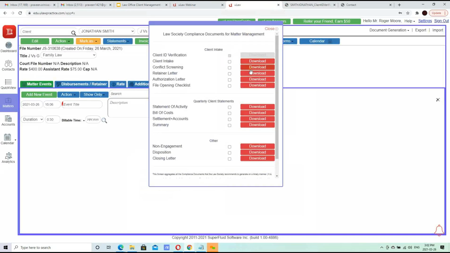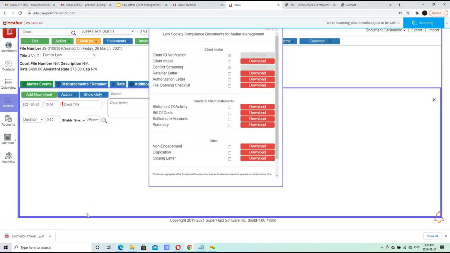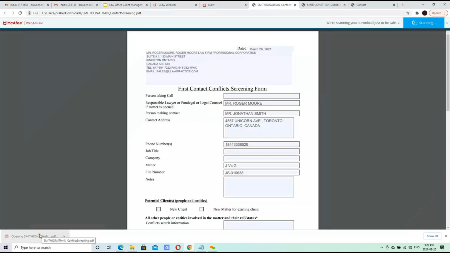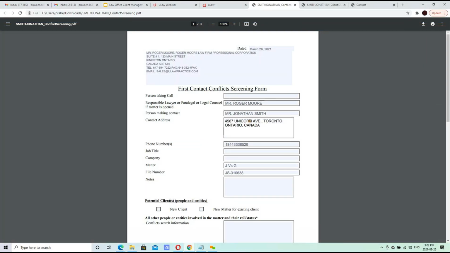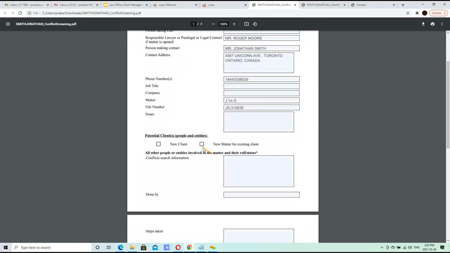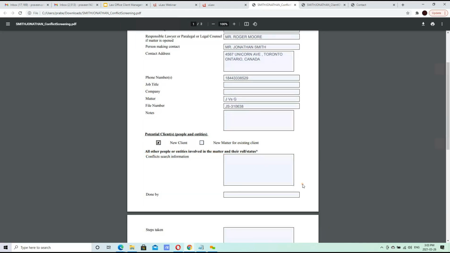Let's do that conflict screening report. This is an important document that goes along with each and every client that you intake, because this is the Law Society document that allows you to tell the Law Society how you determined next steps. Okay, so is this a new client or is it a new matter for an existing client? This is a new client.